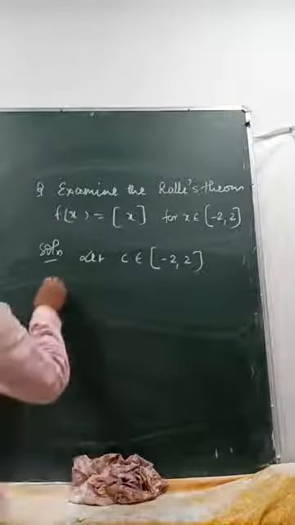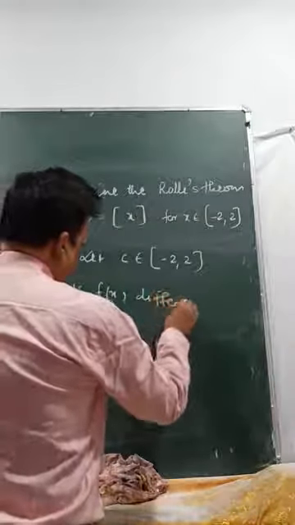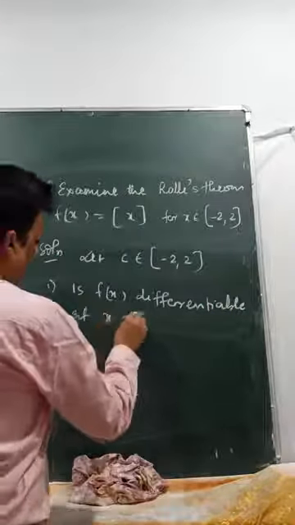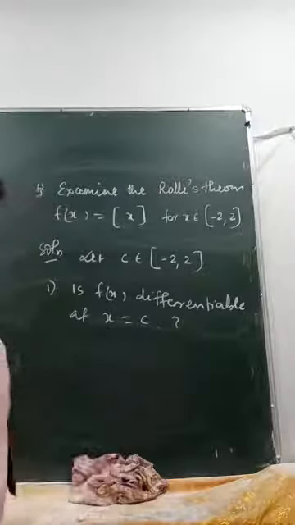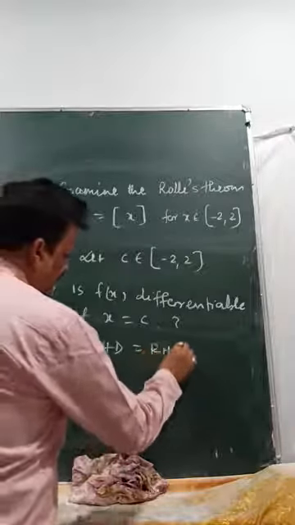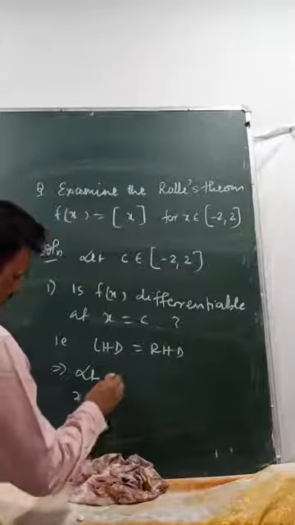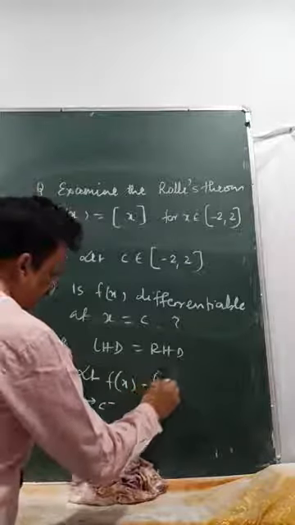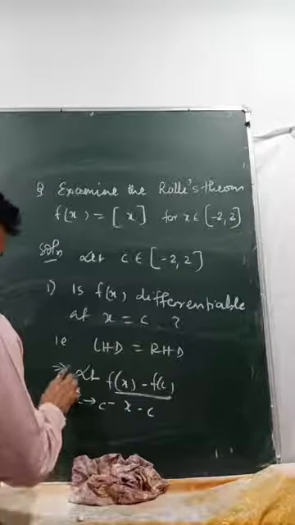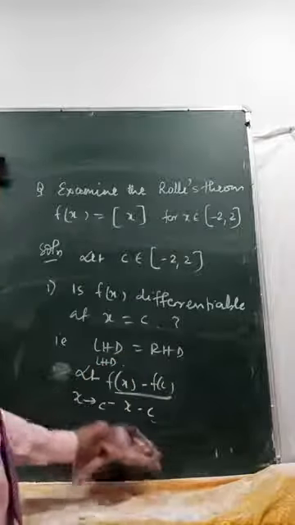So, is f(x) differentiable at x equals c? That is, your left hand derivative should be equal to right hand derivative. That is limit x tends to c minus of (f(x) minus f(c)) by (x minus c). This is your left hand derivative. Let's check it.